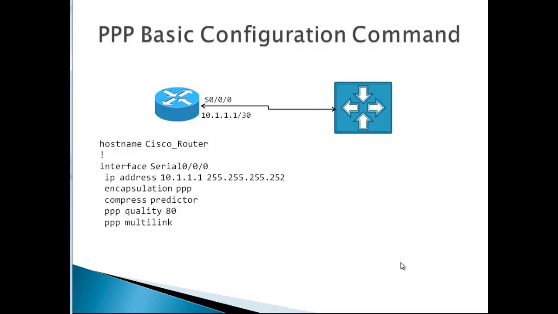And multi-link, PPP multi-link, PPP multi-link group 1, or whatever you want to name. Now with PPP multi-link and PPP multi-link group 1, for example, in this example, you have to enable it on the two interfaces that you want to join or bundle into one group. So same command in every interface you want the multi-link.